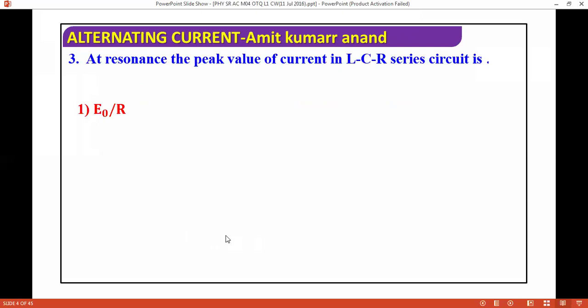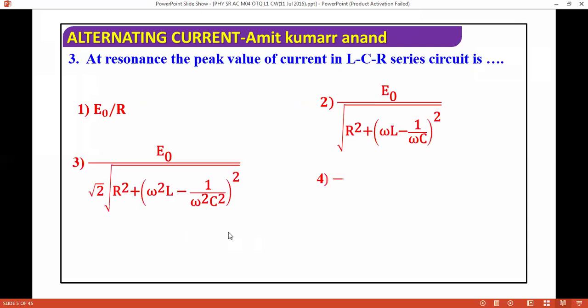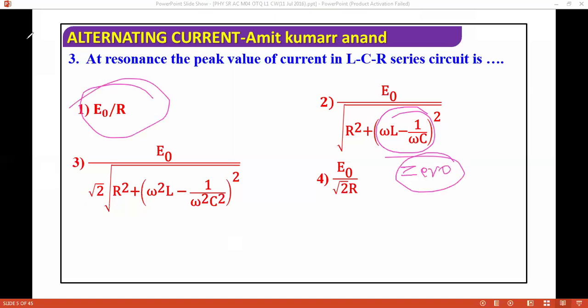The peak value of current in an LCR series circuit is. This is an easy question; anyone can attempt it. At resonance, the question is asking for the peak value. Basically, omega L minus 1 by omega C becomes 0 at resonance. So this becomes E naught by R.